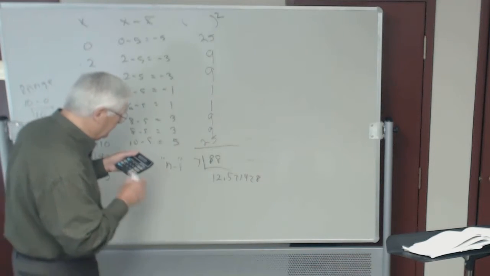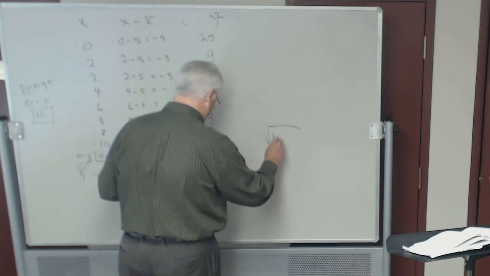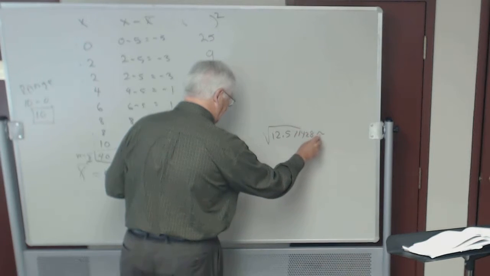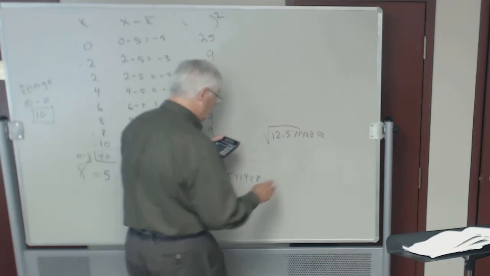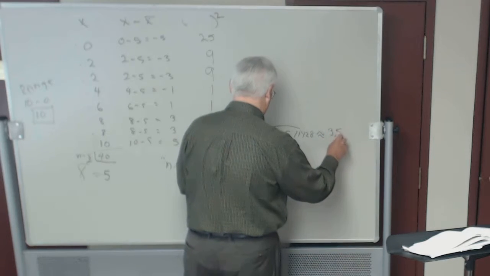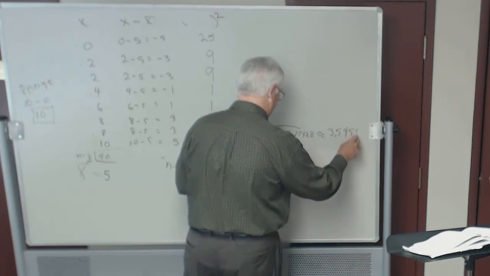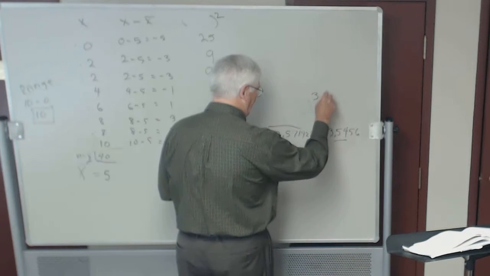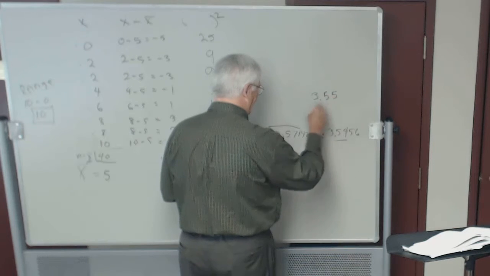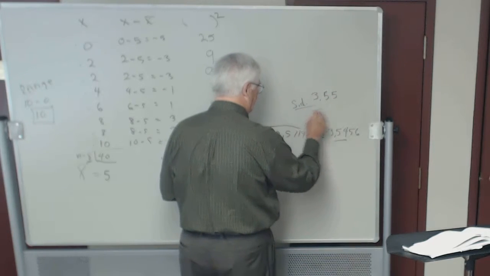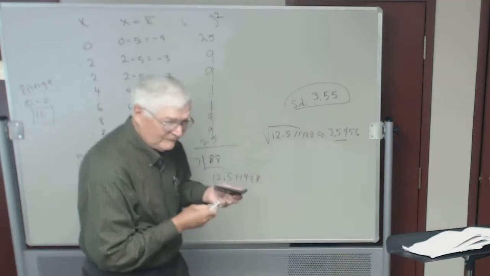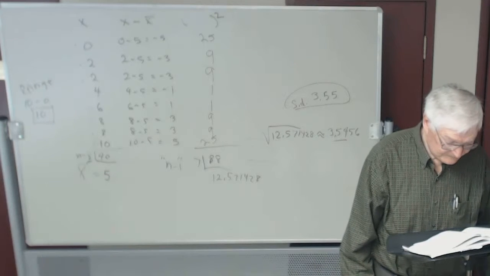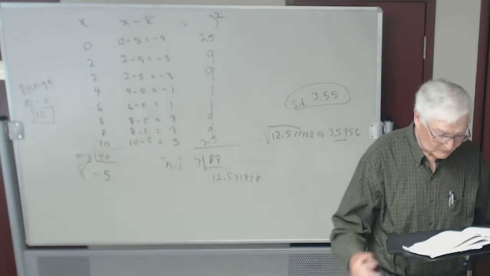And what do I do with that number? Square root it. And the square root of 12.571428 is about 3.5456. And they want it to 2 decimal places, so 3.55 would be the standard deviation. Everybody follow that? So that's all you do on this page.